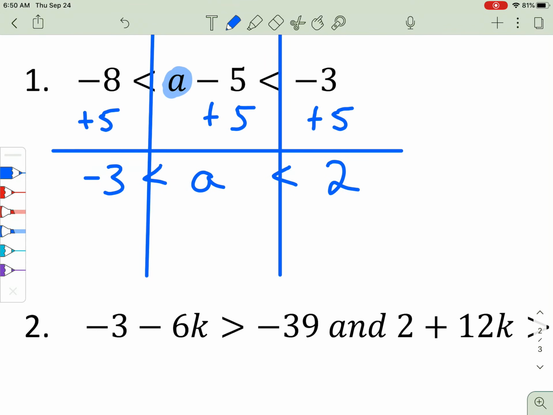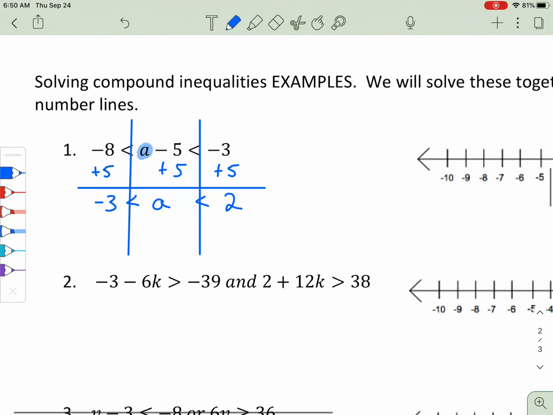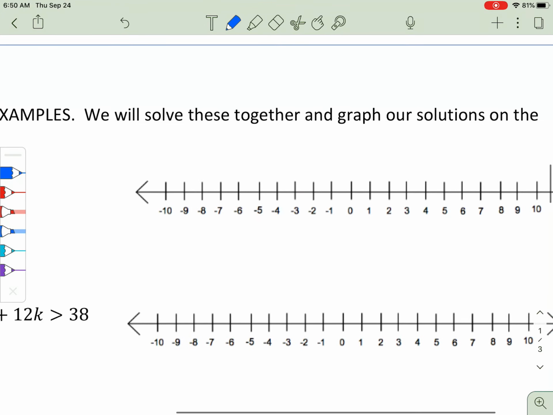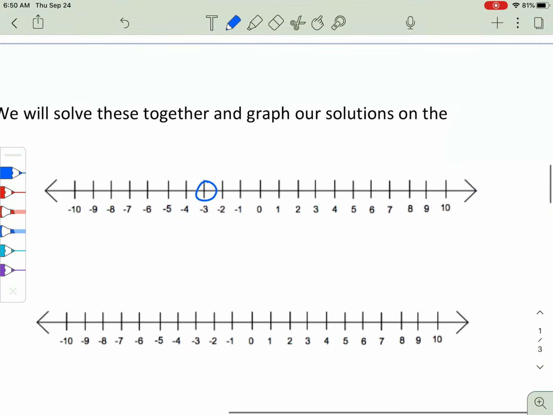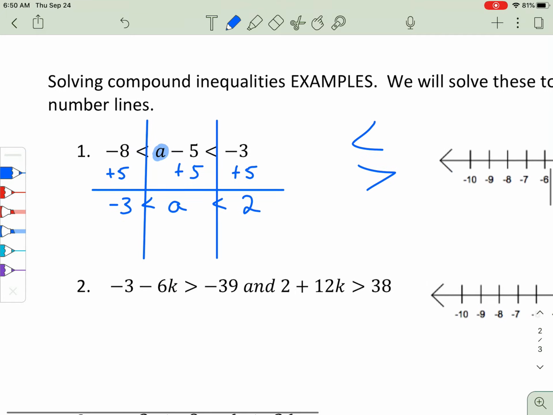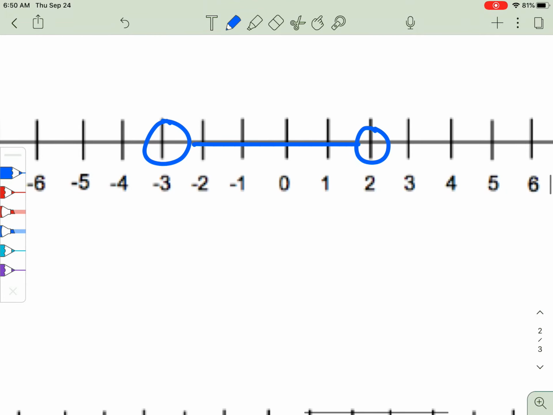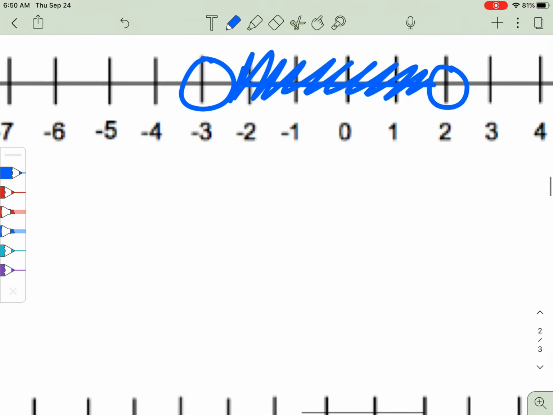It says A is less than 2, but it's also bigger than negative 3. Negative 3 is an open circle because it's a greater than or less than. There's no line underneath, right? That's what we learned yesterday. So it's an open circle at negative 3 and an open circle at 2. Since it's an AND statement, the line is in between, and you can draw a line like this. I'm fine with either way, because those are all the solutions. Any one of these is a solution.